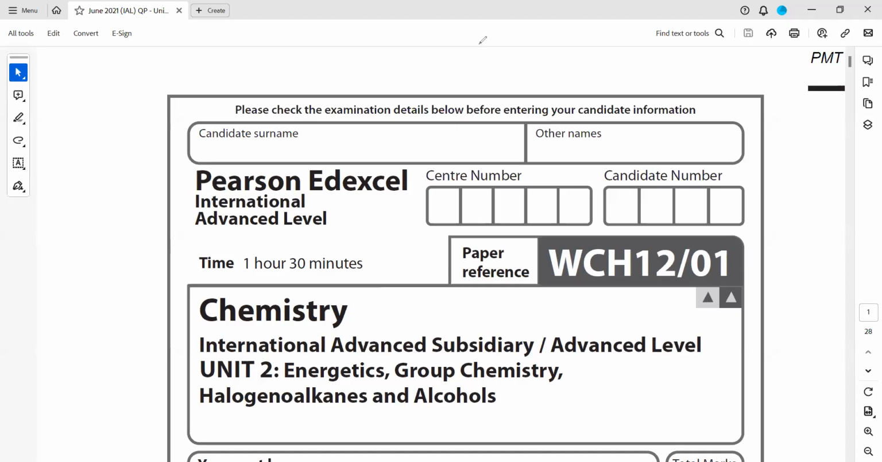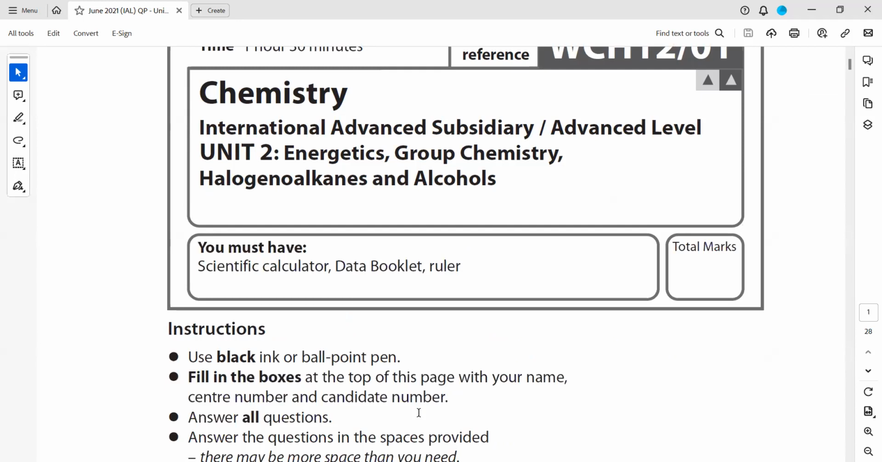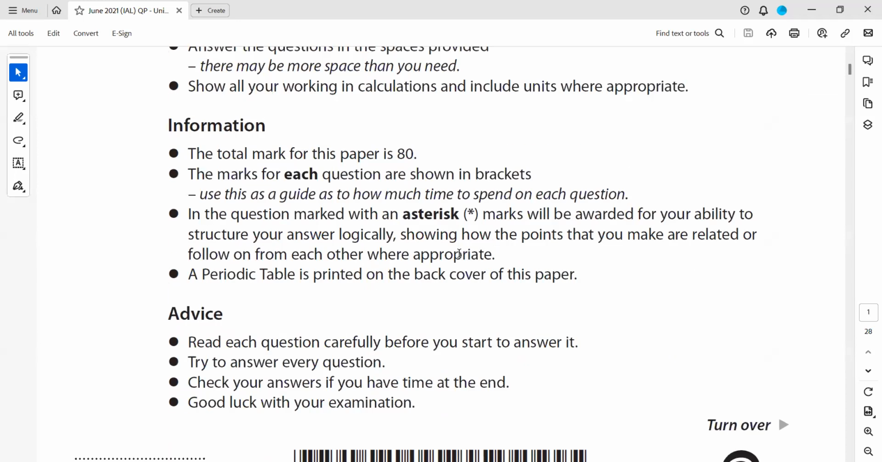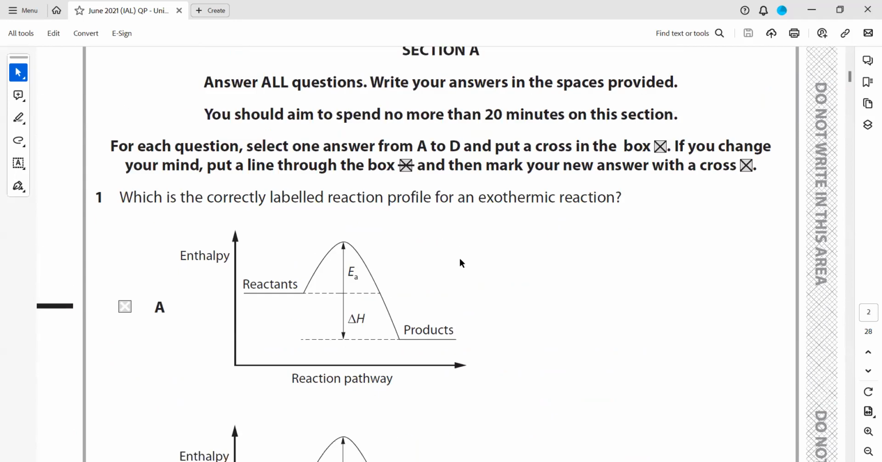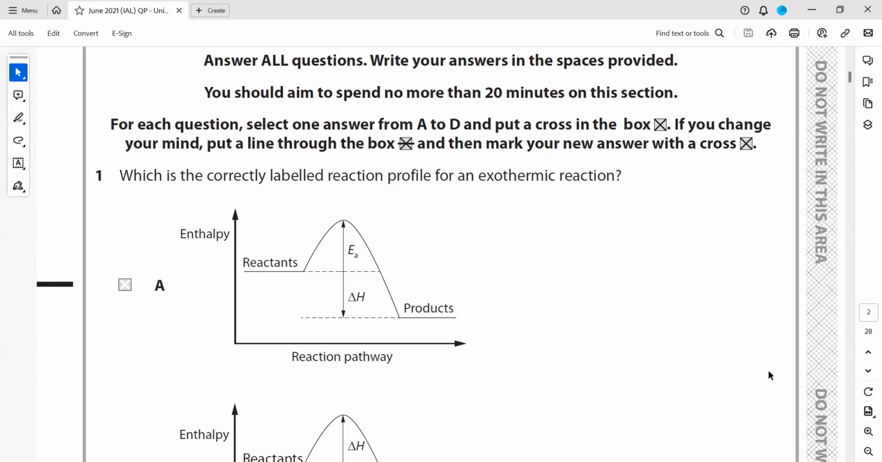So first we'll discuss Unit 2 MCQs. Okay. So first we'll start with Unit 2 MCQ. This is June 2021 exam paper. The first one is: which is correctly labeled a reaction profile of an exothermic reaction?